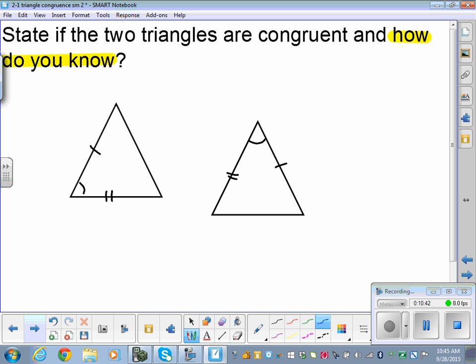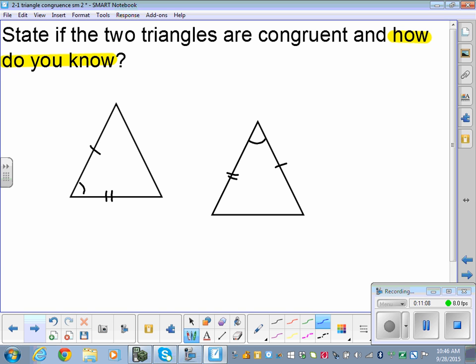Here we go. So everybody look with me. State if the two triangles are congruent and how do you know? So look at these two. Are they congruent? How do you know? Everybody think about it by yourself for a second. So tell your neighbor, yes or no, ready, go. Tell your neighbor why. Okay, how many say yes? Raise your hand. How many say no?